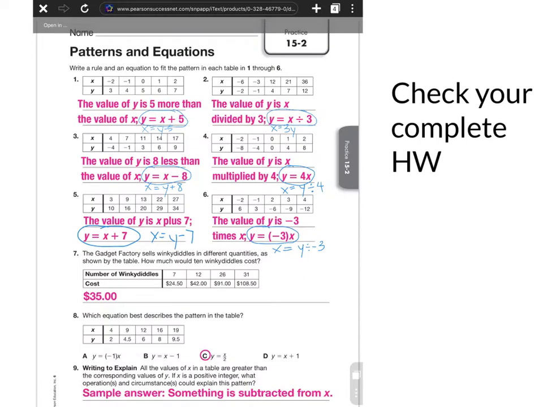Here's your opportunity to check your homework. For each, I circled the equation that you could have. I also wrote in blue another equation you could have. So for each, I had y equals and x equals.